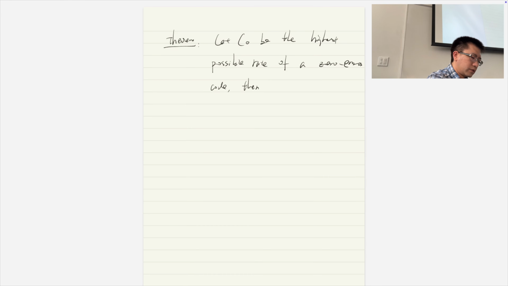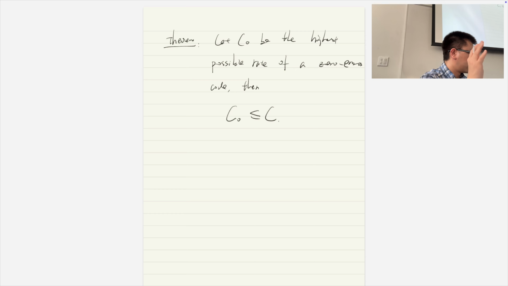Okay, so now we have a theorem. This is kind of an obvious one. Then what is the 0 error capacity? Let C naught be the highest possible rate of a 0 error code. Then the 0 error capacity C naught will be less than or equal to C, because C is the more relaxed version, which allows you some error. But for 0 error, of course, you cannot beat it.